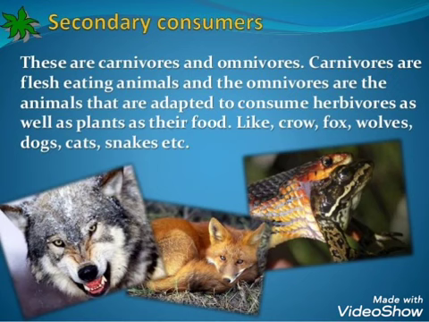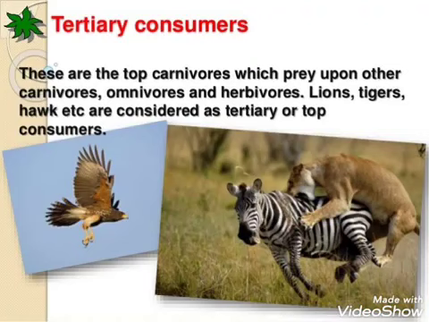The secondary consumers are the carnivore animals, or we can say the flesh eating animals, and the omnivores, which are the animals that are adapted to consume herbivores as well as plants as their food. For example, crow, fox, wolves, dogs, cats, snakes. These animals are omnivores which can consume plant products as well as meat or flesh.